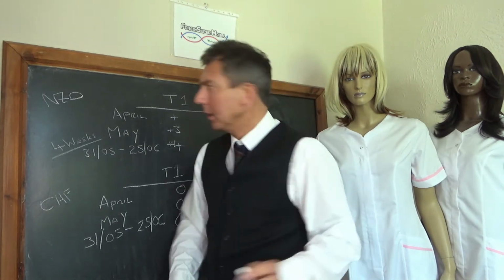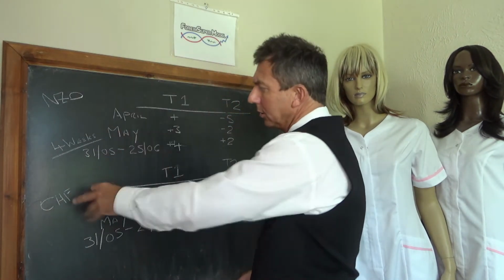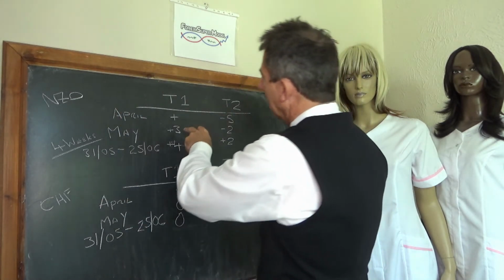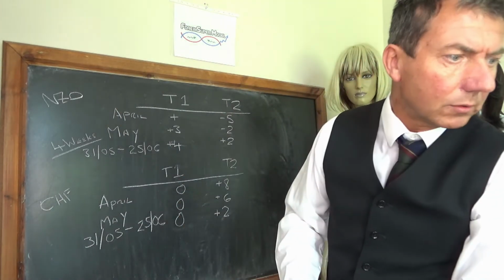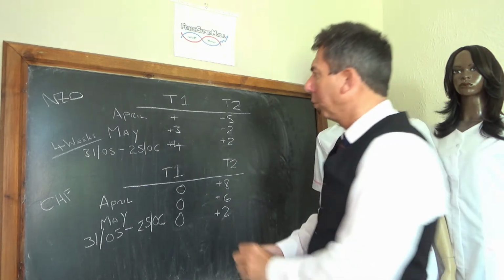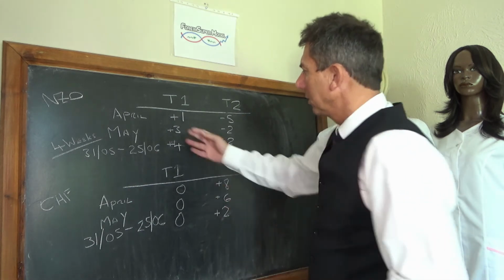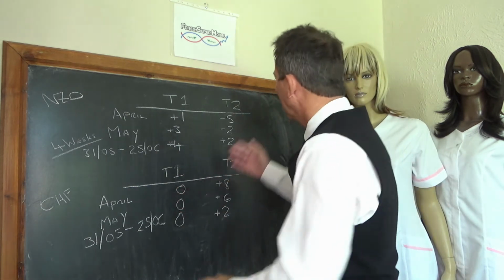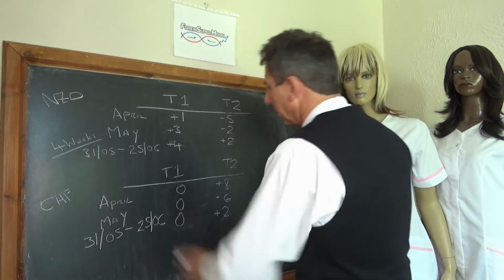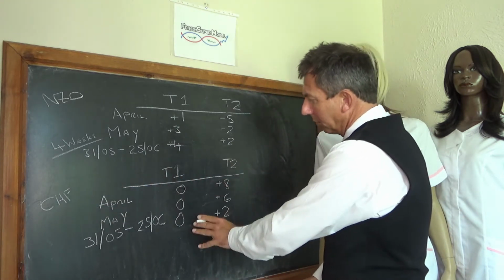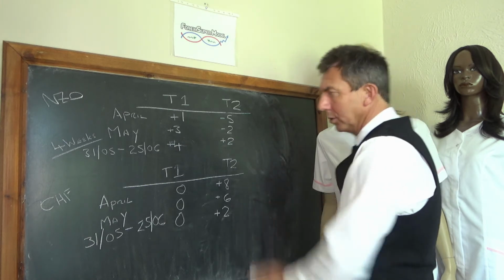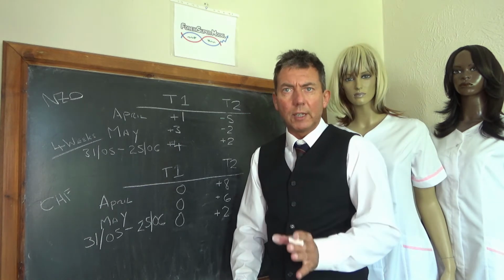Right, last two. NZD, New Zealand dollar, CHF, Swiss franc. NZD then, T1, plus, straight away, fail, plus 1, plus 3, plus 4. T2, minus 5, minus 2, plus 2. Swiss franc, T1, 0, 0 all the way. T2, plus 8, plus 6, plus 2. Right, stop it there and do the analysis.